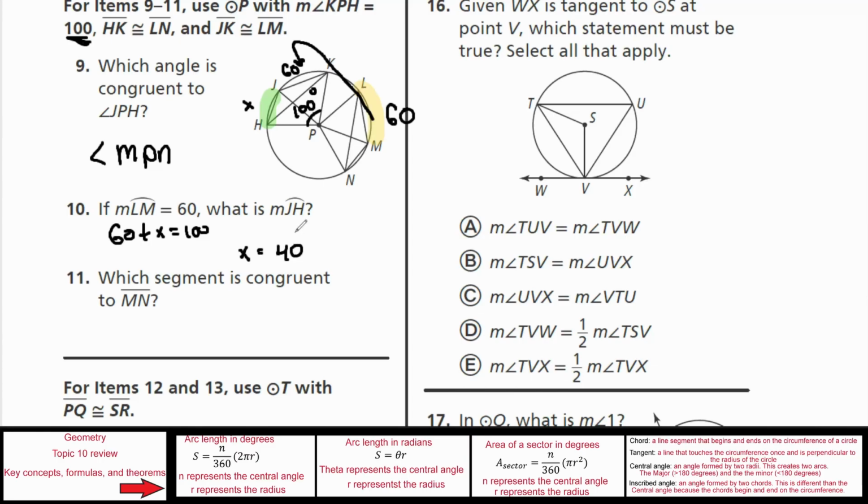And since x represents JH, I had a moment of panic when I said LM, because that wouldn't be the right answer. This is the measure of JH.